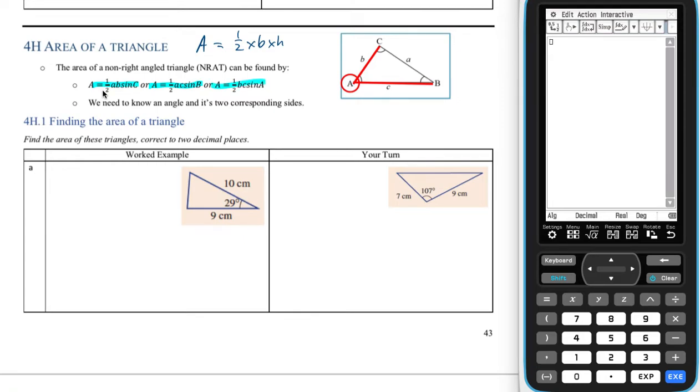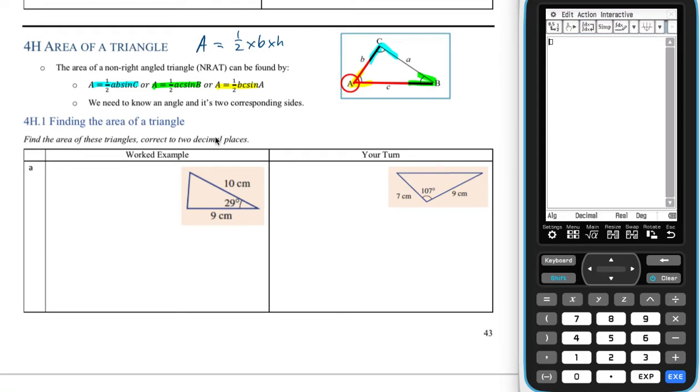What that really means is, and I'll do this in different colors just so I can highlight what each one of these means on our diagram, in yellow, half ab sine C means we know a, b, and the internal angle C. So in blue, I'll show you that one. If we know those and the internal angle C, then we can use this formula. If we know these, side a, side c, and angle B, then we use this formula. And if we know angle A, side b, and side c, then we use this formula.